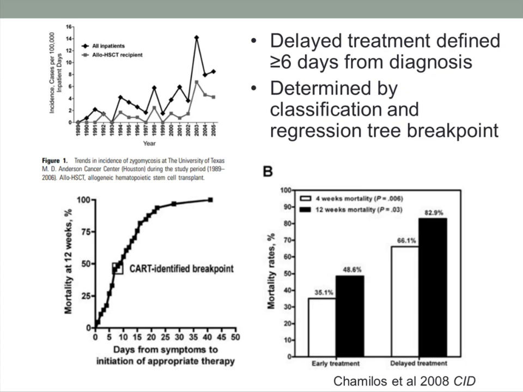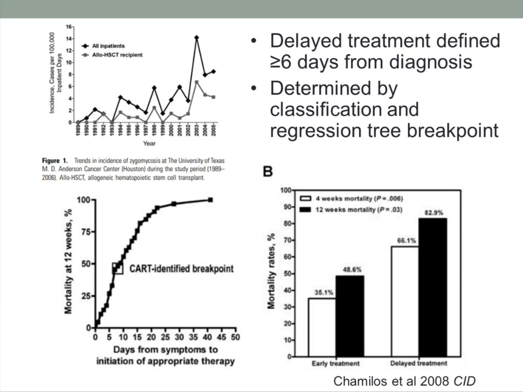And you can see the mortality differences at 4 weeks. For the early treatment group it was 35%, 66% in the delayed treatment group. That was statistically significant with a p-value of 0.006. And then with the longer follow-up at 3 months, a similar finding, 48.6% versus 82.9%. Very big difference from starting liposomal amphotericin B.